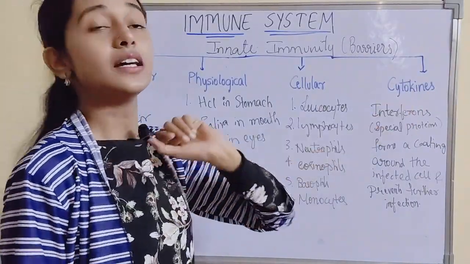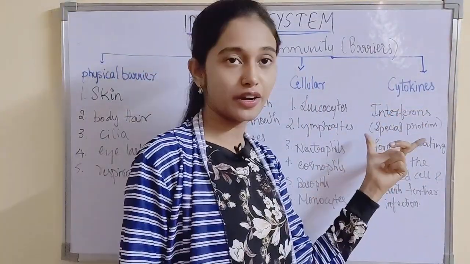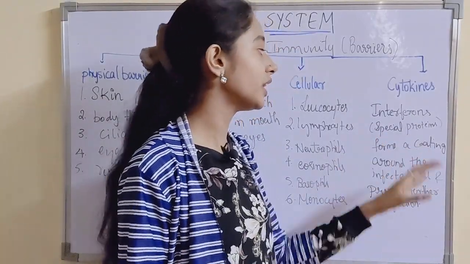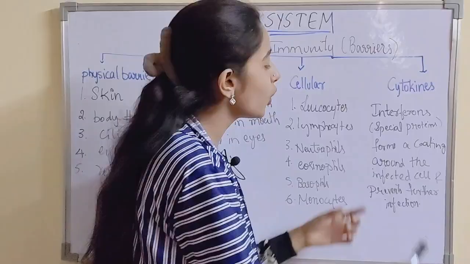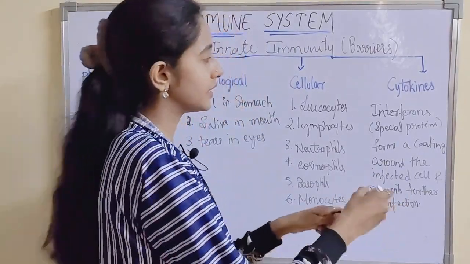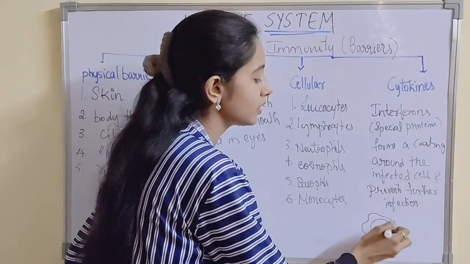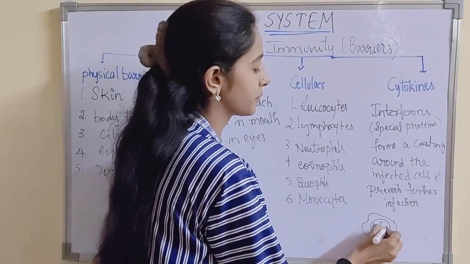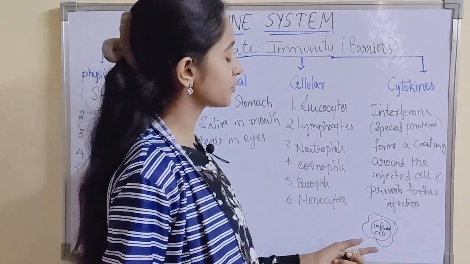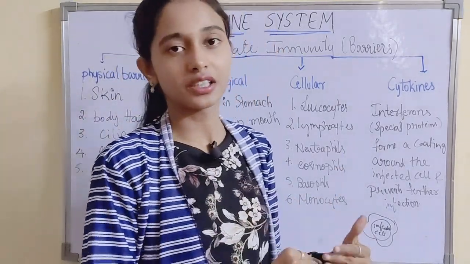And cytokines. Cytokines is the 4th type of barrier in which the interferons, that is a special protein, is responsible for forming a coat around the infected cell. What do interferons do? This forms a coat around the infected cells. This is our infected cell. Let's say this is our infected cell. This forms a coat around the infected cells that prevents the further infection.